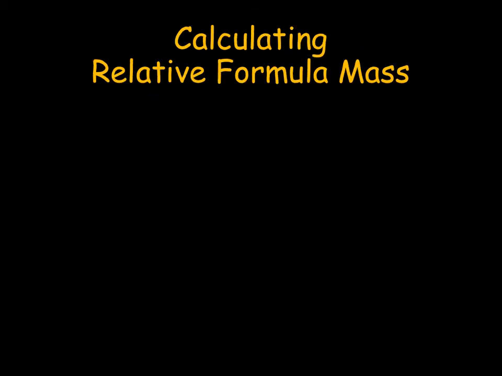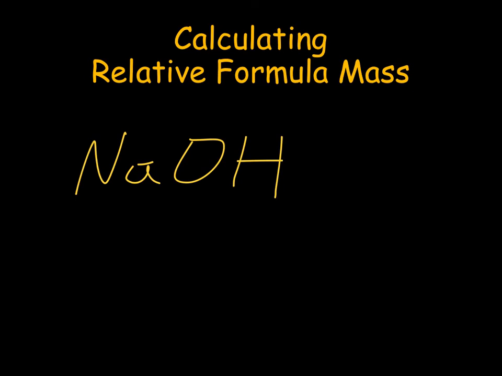In an earlier video in this series, we looked at relative atomic mass. Relative formula mass is really easy. All relative formula mass is, is the relative atomic masses of each atom in the molecule being added up. For example, for sodium hydroxide, which is NaOH. This has 3 different atoms in it. We have sodium Na, oxygen O, and hydrogen H.